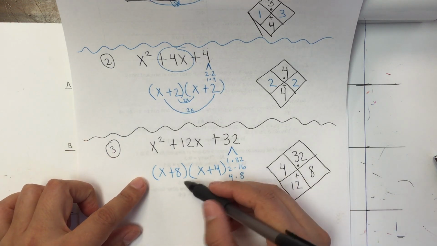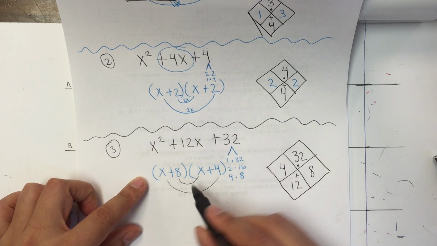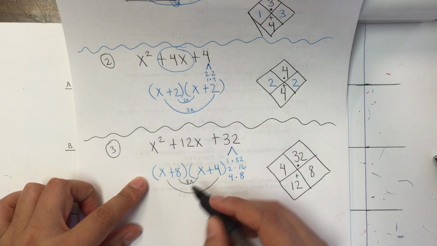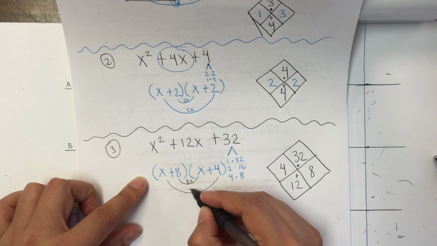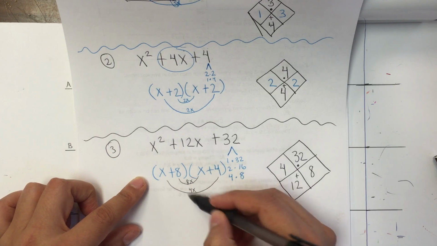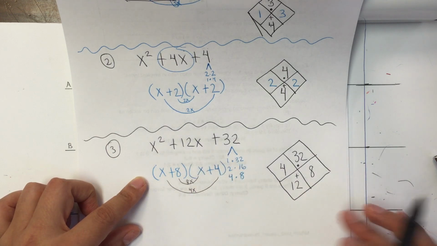Okay. Again, if you want to check, 8 times x is 8x. x times 4 is 4x. Together they make the 12x.